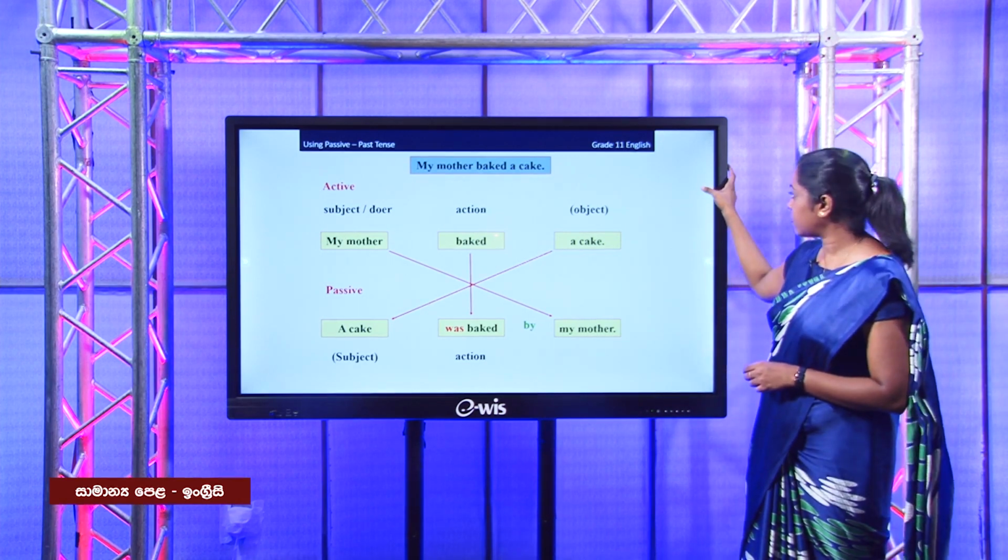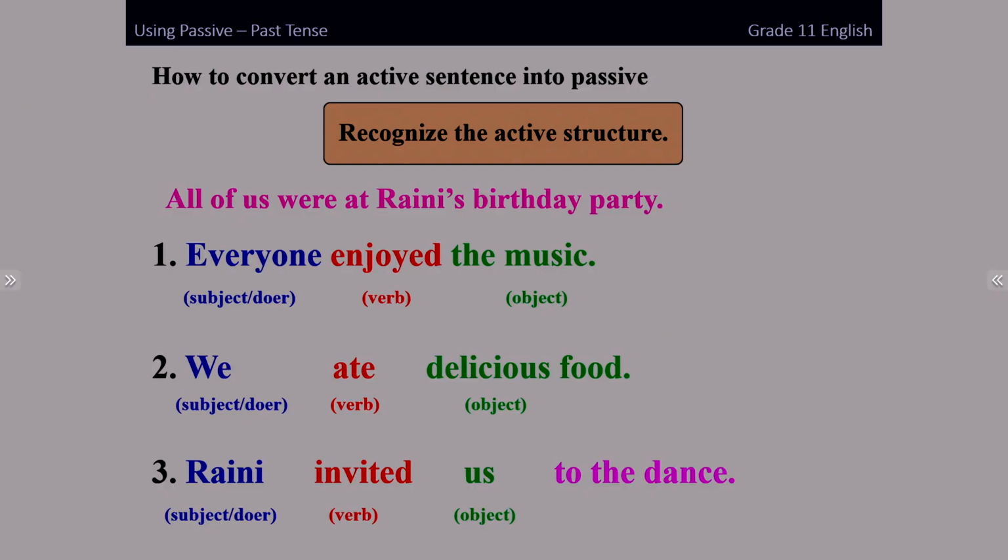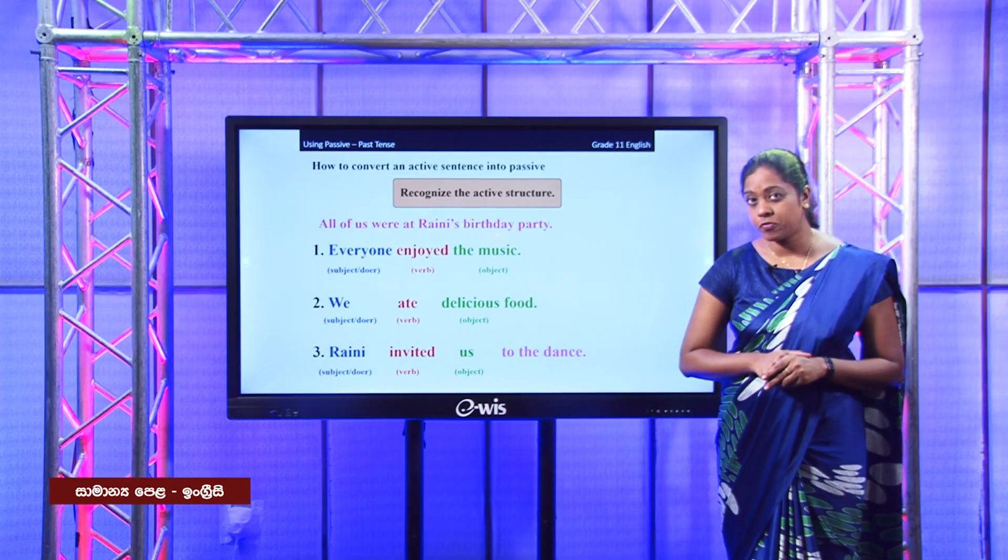Right? Okay. How to convert an active sentence into passive? Recognize the active structure first. Look at these sentences. I have made it very easy for you by using colors. What do you see in blue? Of course, you see the subject of the sentence. And what do you see in red? Very correct. The red words are the verbs. And did you notice that the verbs are in the past form?